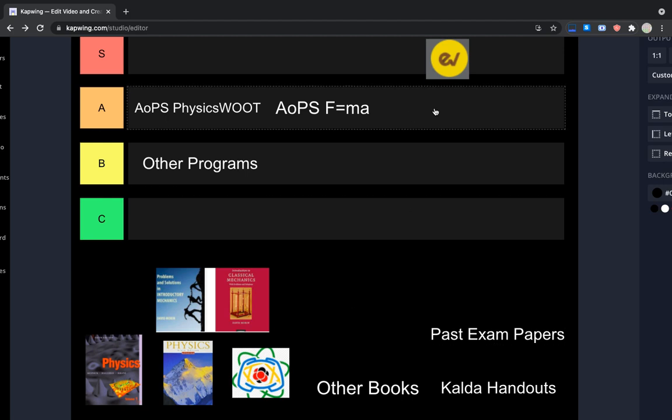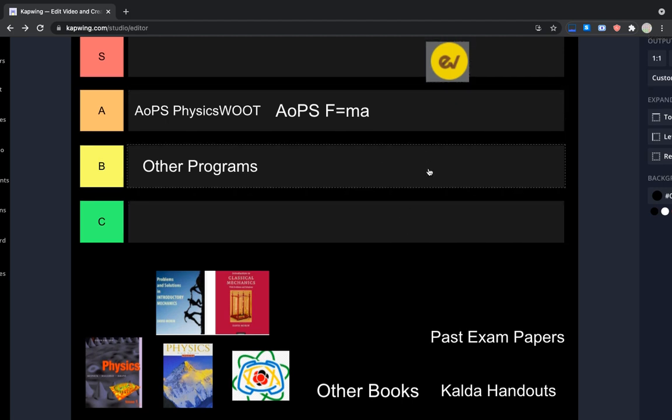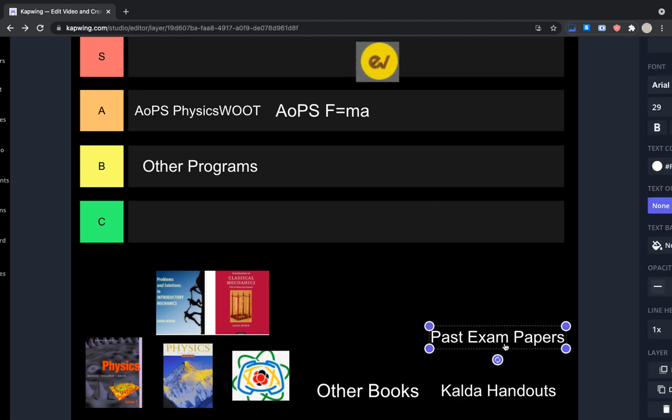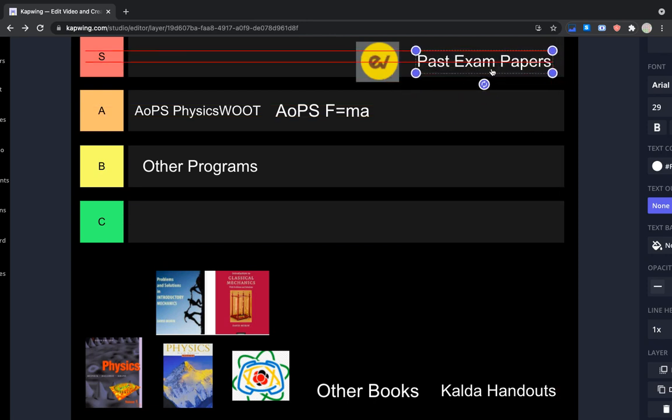And since they don't really teach you physics, I'm going to put this in low S tier because it's an accurate representation of the exams while also being free. And I'll put this right behind Everest, since Everest does basically what past exam papers do, except it actually teaches you the concepts.